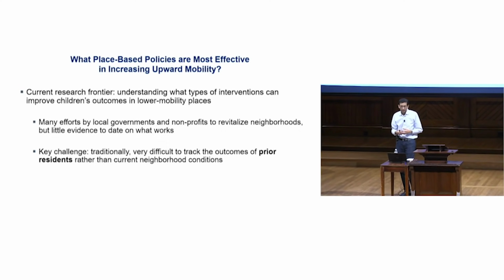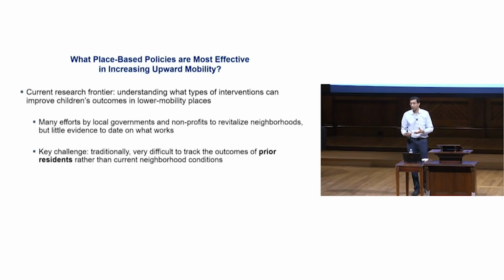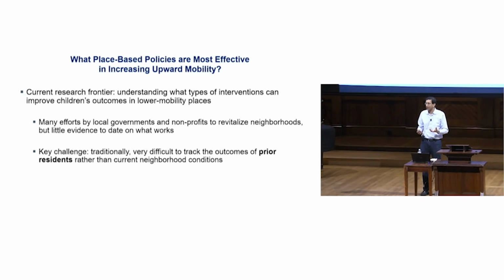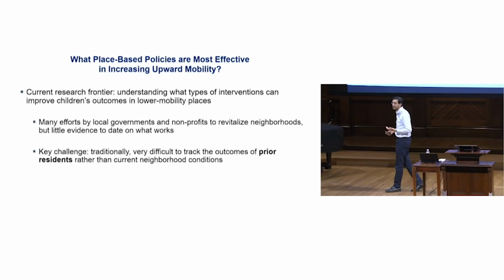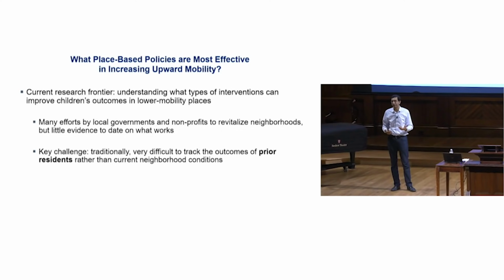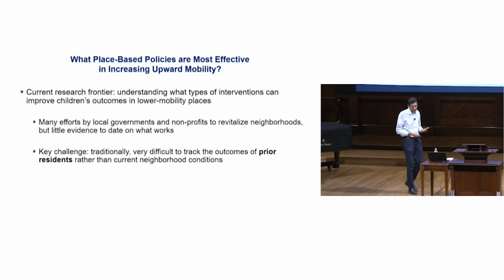From a broader perspective, as many of you will know, there are lots of efforts by local governments, by nonprofits, lots of people who care about these issues in the United States and elsewhere to try to revitalize neighborhoods. The problem is that we have very little systematic evidence to date on which of these programs actually work and which don't. As a result, we don't have a systematic body of knowledge on how you should go about improving lower opportunity areas. People have been doing this kind of community building work on the ground for decades. Why don't we have systematic evidence on what works and what doesn't?